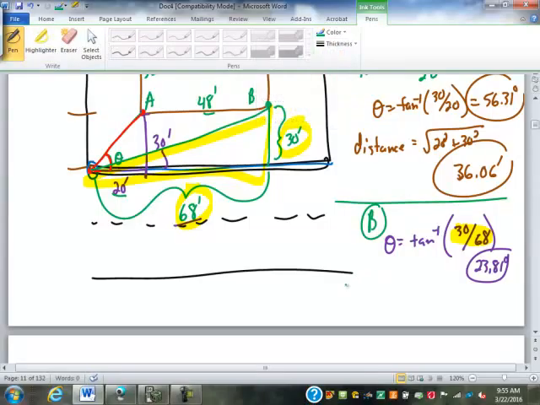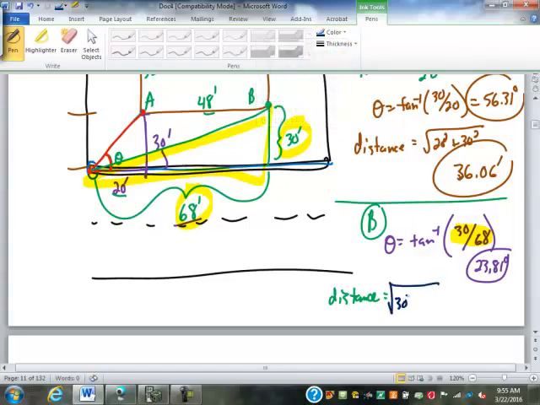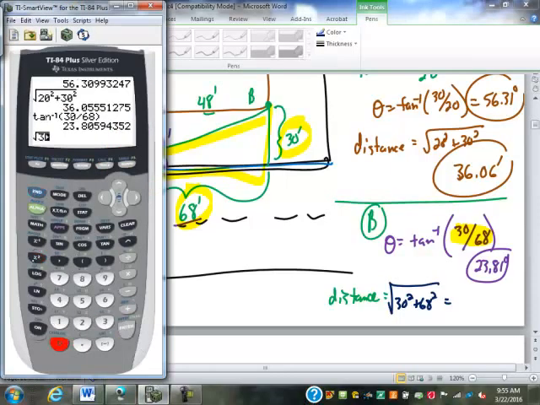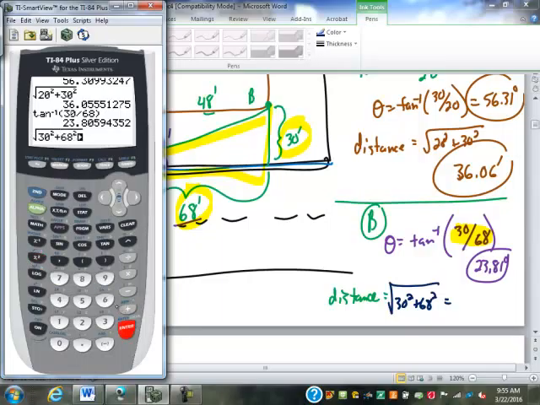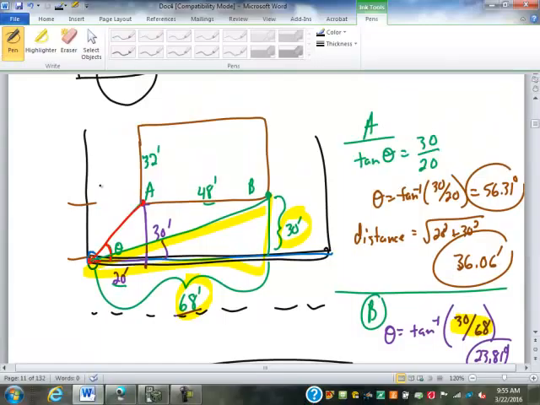So now to find my distance again, it's going to be the square root of 30 squared plus 68 squared. 74.32 feet. What do you think? Good stuff? Find the angle and distance to point C and D in your notes for me.